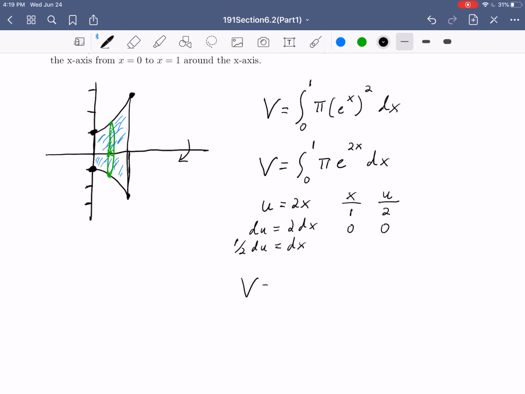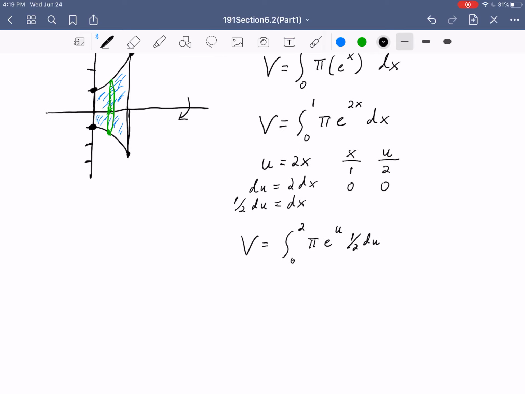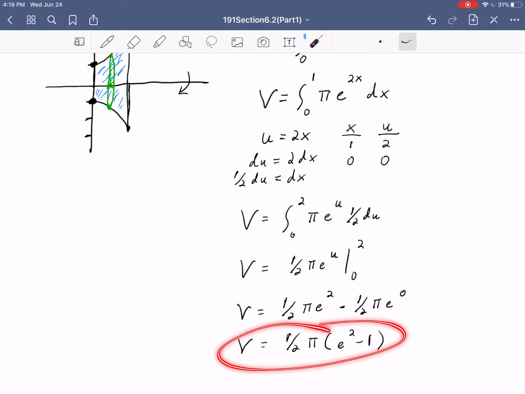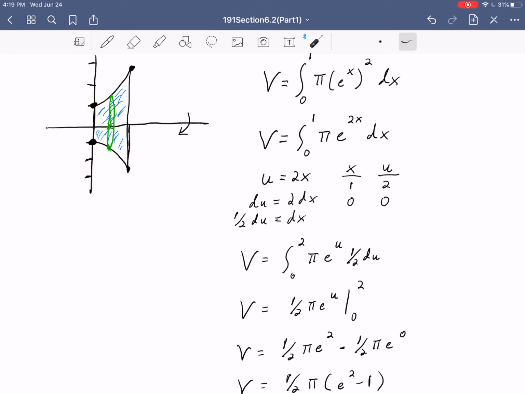So we now have that the volume here is the integral from 0 to 2, pi e to the u, and we have 1/2 du. We can actually go ahead and do that. That's going to give us 1/2 pi e to the u, because the integral of e to the u is e to the u, evaluated from 0 to 2. So it looks like our volume then is 1/2 pi e squared minus 1/2 pi e to the 0, which I suppose if you factored, you could call 1/2 pi times e squared minus 1. So there we go. We determined the volume of that entire solid there.